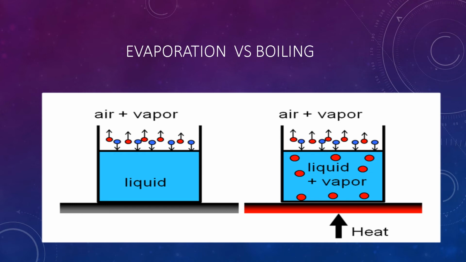Evaporation is a very slow process. Very few molecules escape into the atmosphere. But boiling is a very fast process, and when the liquid starts boiling, a lot of vapors of that liquid escape at a time.